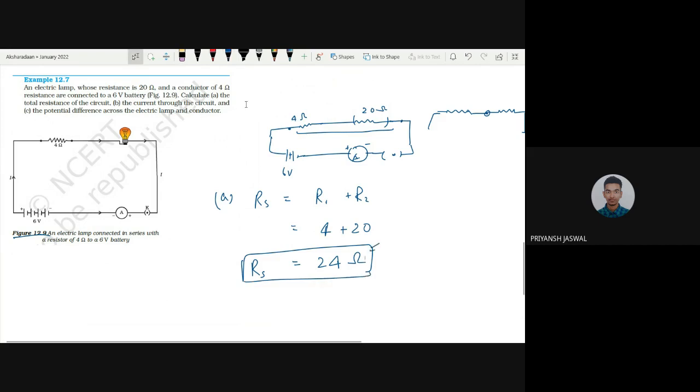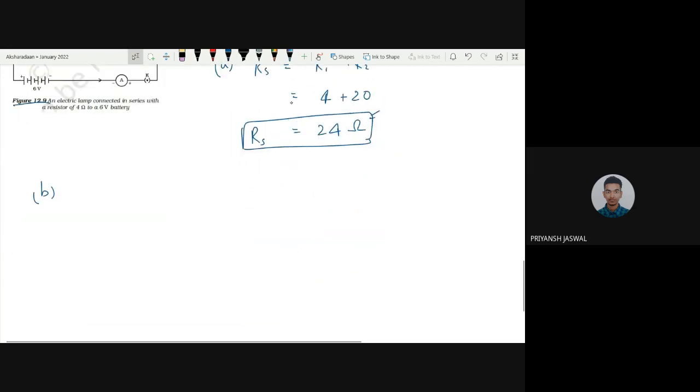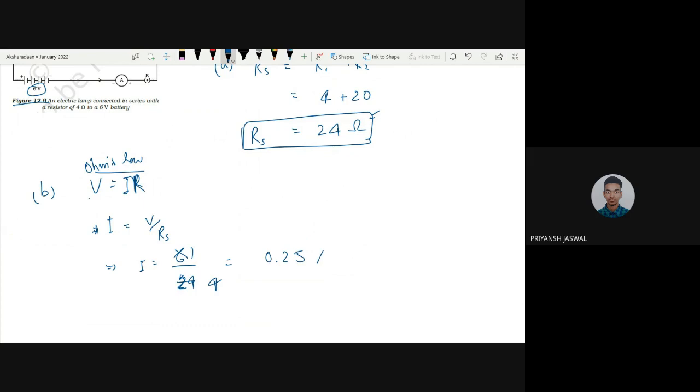B part is the current through the circuit. So once we have calculated the total resistance, now we can use Ohm's law, that is V equals IR, to find the current. I equals V by Rs, and given that battery voltage is 6 volt, 6 by 24, 6 1 the 6 4 the, 1 by 4 is 0.25, and units are ampere. This is one answer. This is another answer.